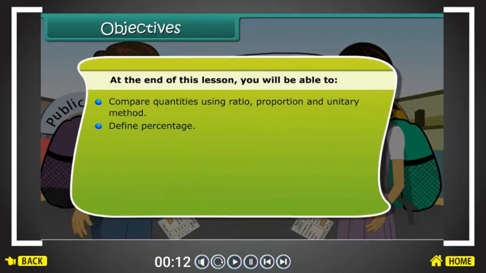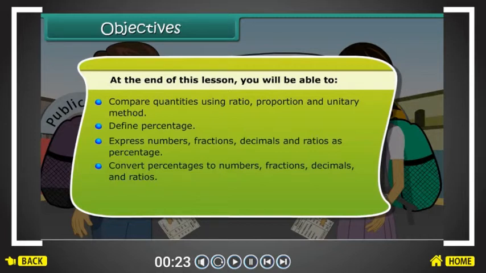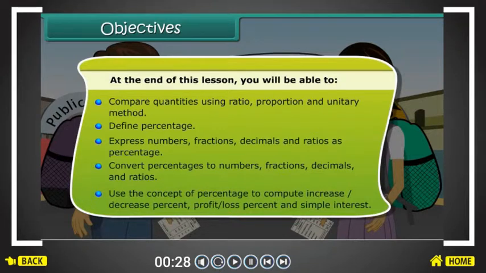Define percentage. Express numbers, fractions, decimals, and ratios as percentage. Convert percentages to numbers, fractions, decimals, and ratios. Use the concept of percentage to compute increase or decrease percent, profit or loss percent, and simple interest.